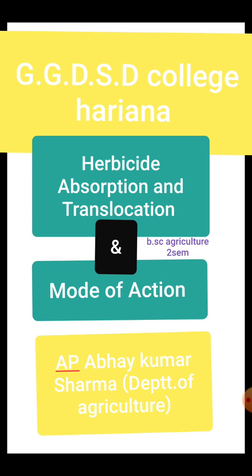Now I am starting with the next topic of biochemistry subject, that is herbicide absorption, translocation and mode of action. In this lecture we will cover two topics: first, herbicide absorption and translocation; second, the mode of action, that is, the sequence of steps of herbicide application from the spray to the death of the plant. So let's start with herbicide absorption and translocation.